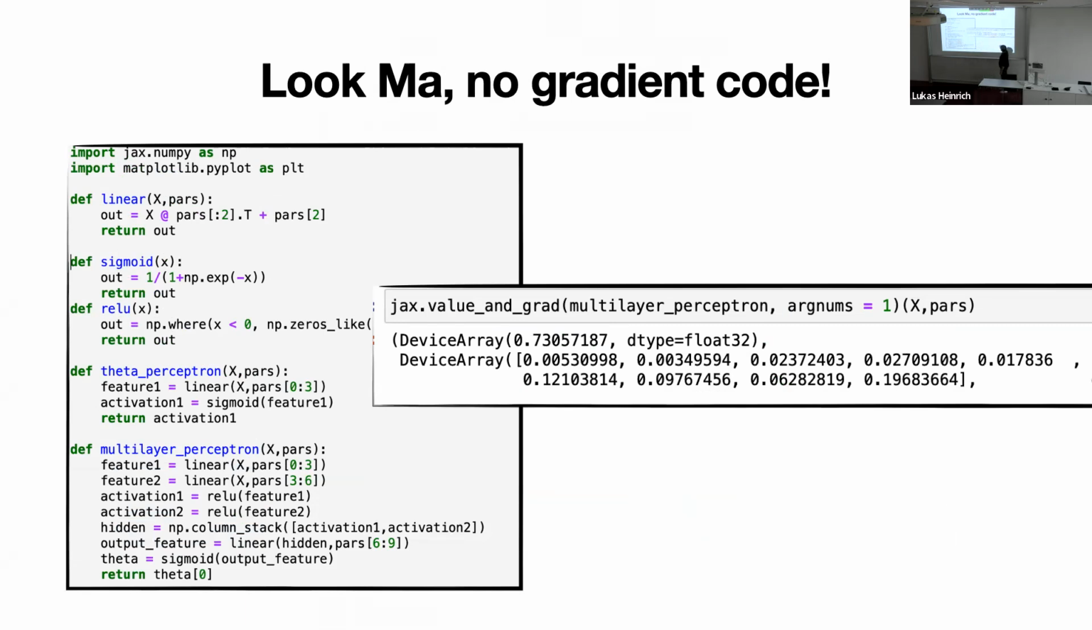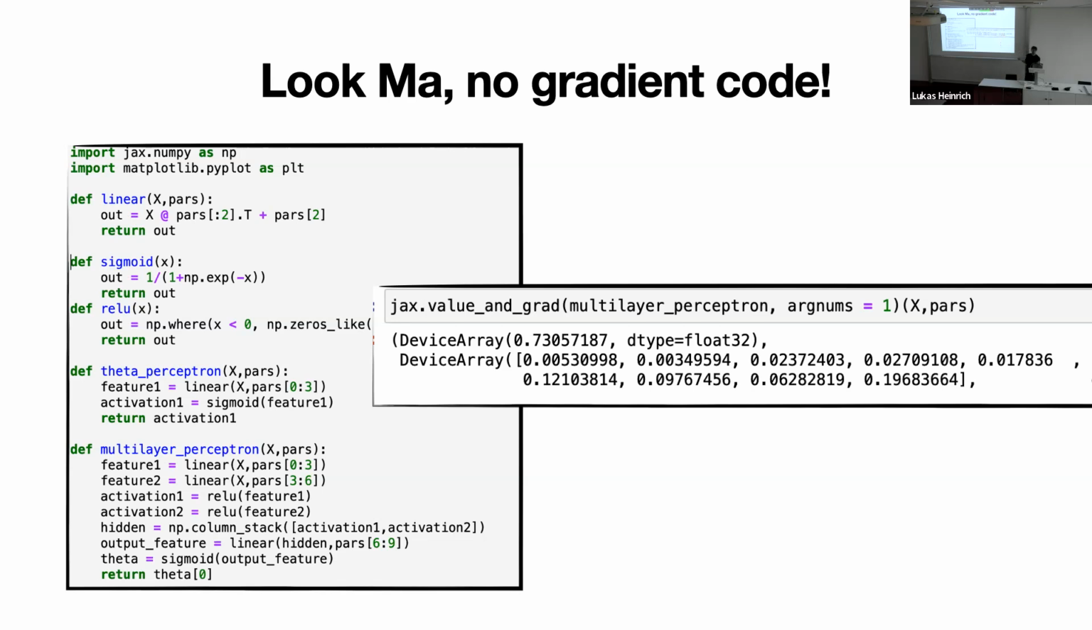And so now we say, okay, which gradient do we want? Do we want the derivative of the output of the multi-layer perceptron with respect to x, or do we want the gradient with respect to parameters? For machine learning, we're interested in the gradient with respect to the parameters of the perceptron, right? And so that's why we say we want it with respect to argument 1. It's zero-based counting, so x is 0 and parameters is 1. And then we ask JAX, give me the value and the gradient from this thing.